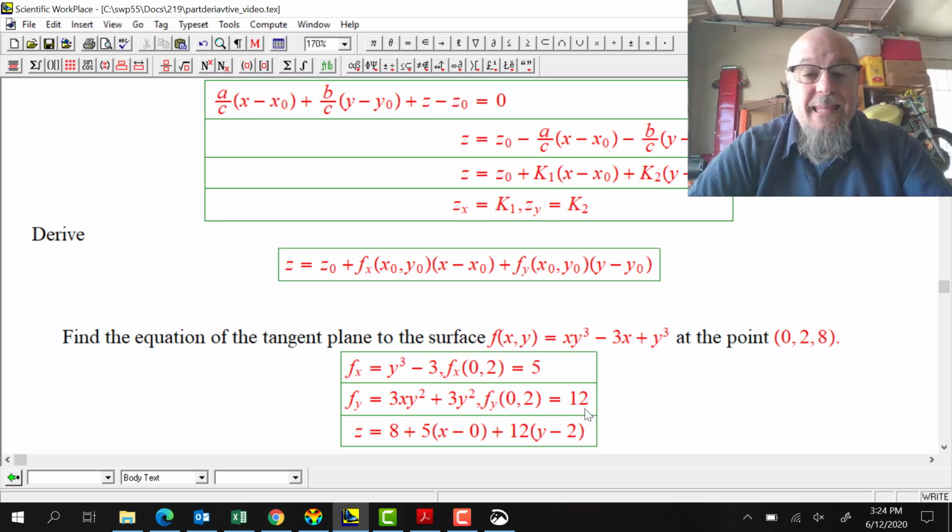They're numbers. In the end, your plane should be linear in x, 5x, linear in y, 12y. I should be able to expand this out, clean this up, and get it into the ax plus by plus cz equals d format. I should be able to pick off the normal vector to this plane.